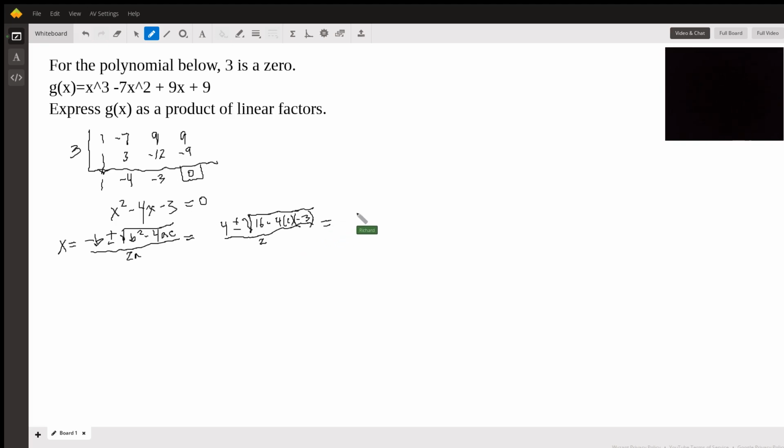Okay, so now it's just a question of simplifying this, so it's going to be 4 plus or minus square root of 16 plus 12 all over 2. So that's going to be 4 plus or minus square root of 28 all over 2. And now we're going to simplify the square root of 28.